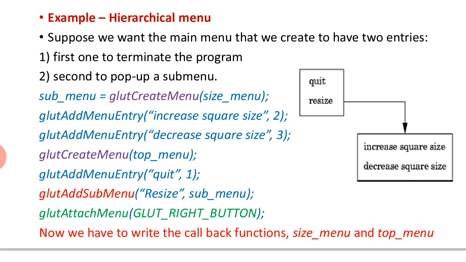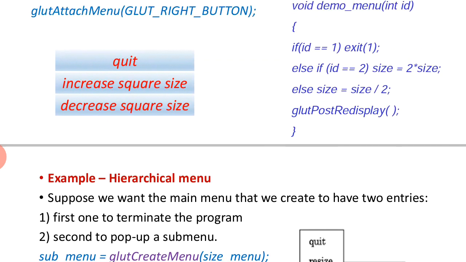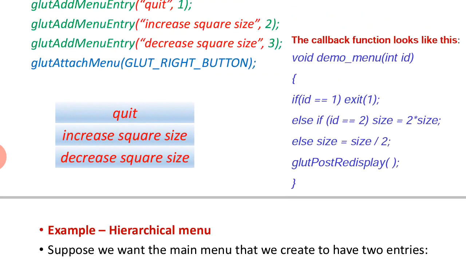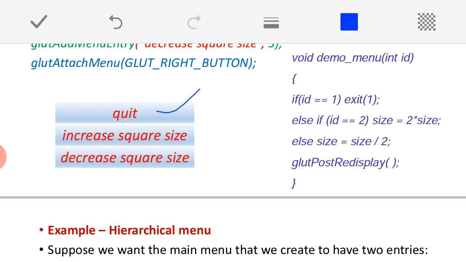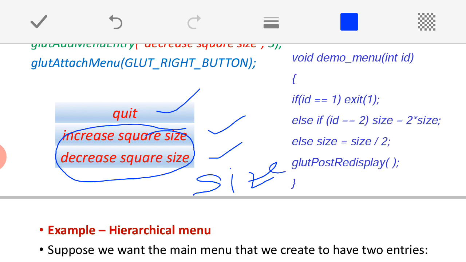Actually, in the previous example we had taken all the 3 in a single menu. Here I have taken quit, increase size, decrease size, but now in the second example, I am going to replace these 2 with only size.